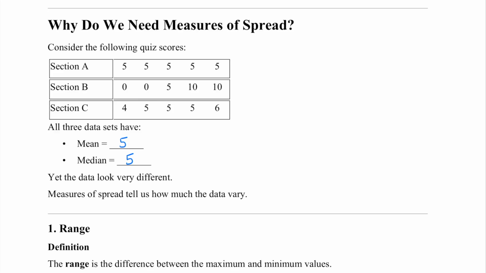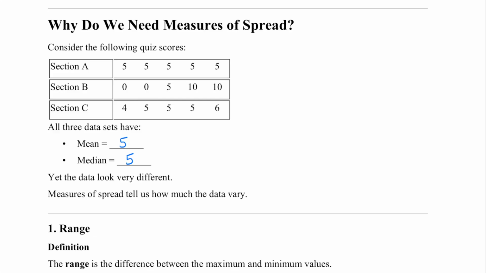So all three groups have the same median as well. At first glance, these groups appear to be the same. But notice that they really aren't. In section A, every score is exactly 5. There's no variation at all. In section B, the scores are much more spread out. Some students score 0, while others score 10. In section C, the scores are fairly close to 5, but not identical. Even though all three groups have the same mean and the same median, they have very different amounts of variation. And that's exactly why we need measures of spread.